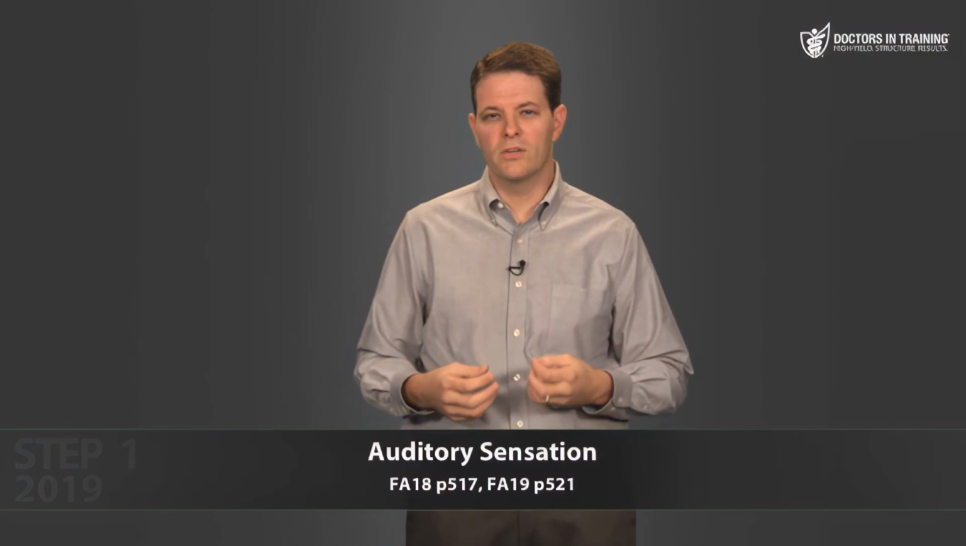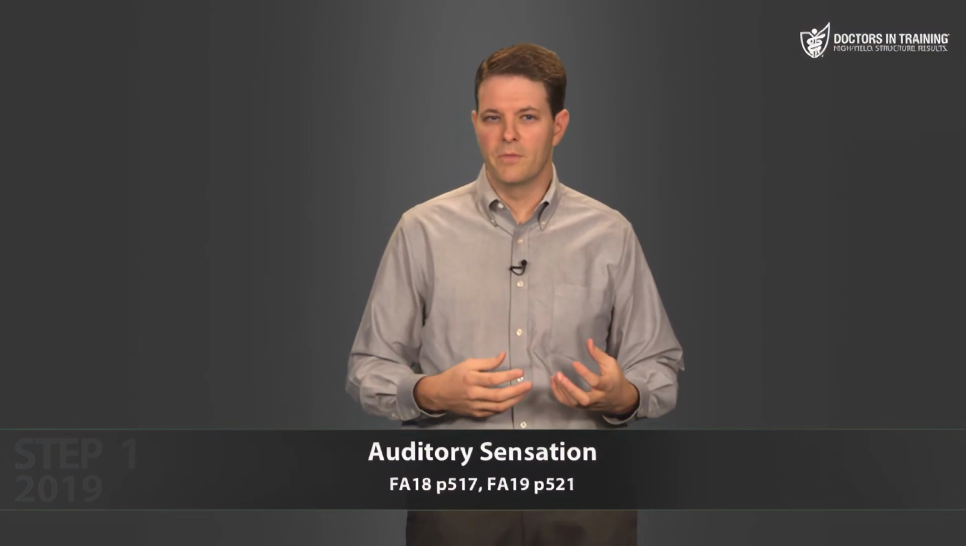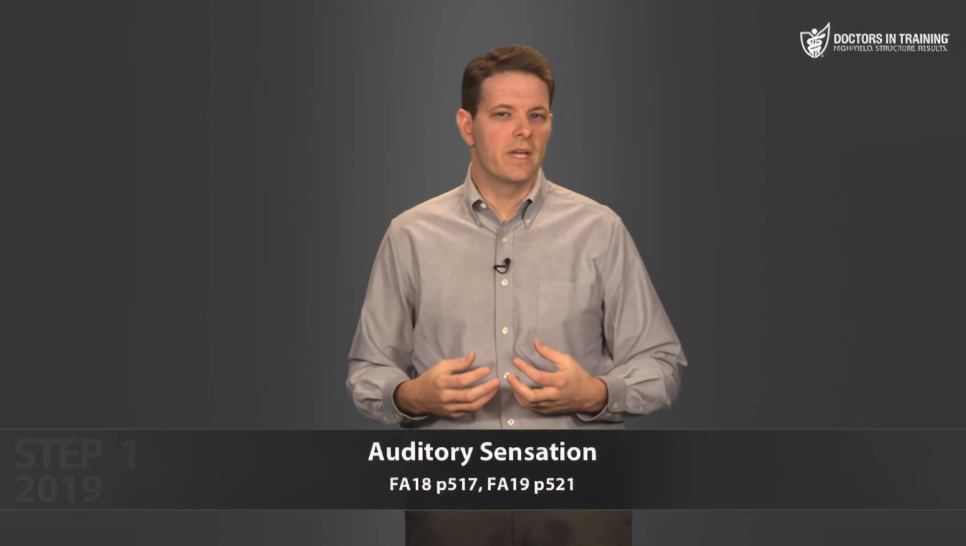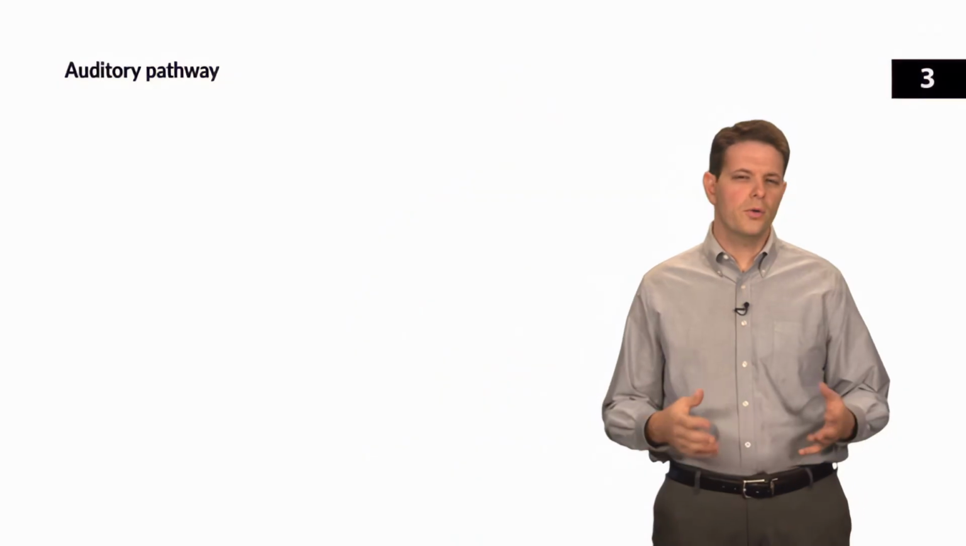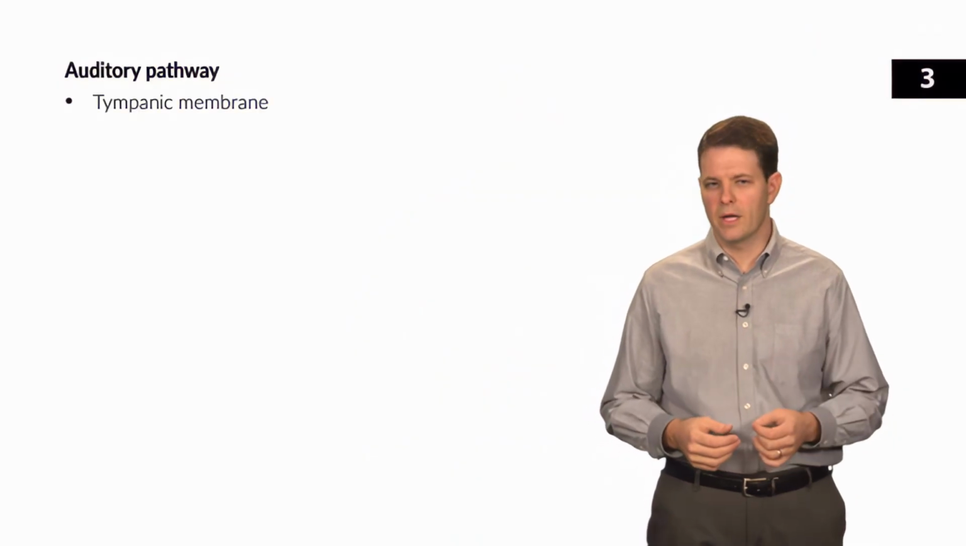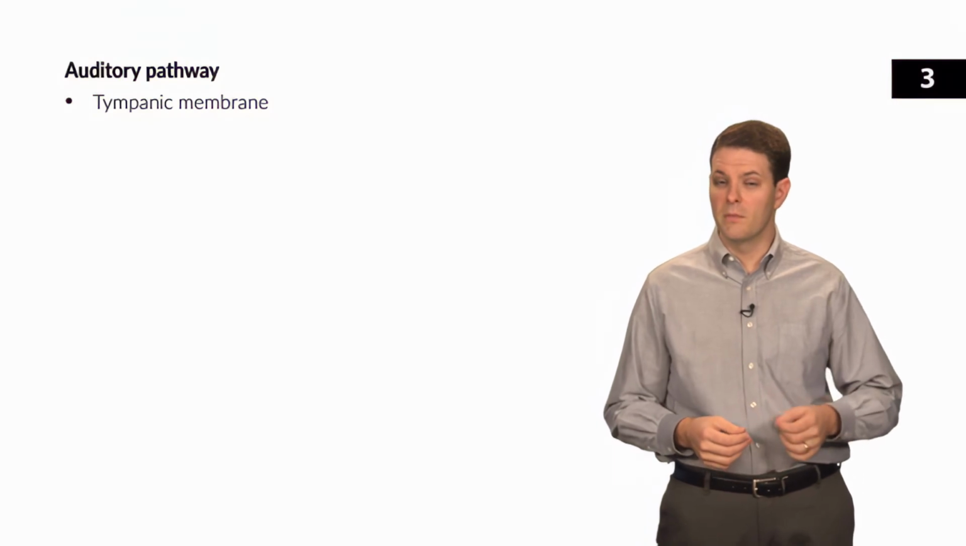How does your ear convert sound vibrations into a neurological signal that the brain can interpret? Let's review the functional anatomy of the ear in the normal auditory pathway. This is maybe 2 stars, but it is definitely fair game. Auditory sensation starts with the tympanic membrane, which separates the external ear canal from the middle ear.